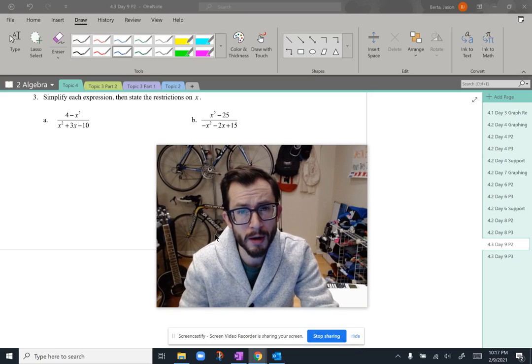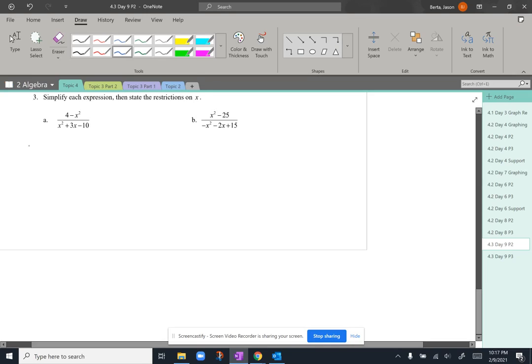Hopefully you've already tried problem 3a and you're watching this video to check your work. I'm going to recognize that the numerator here is a difference of squares. So that can be written as 2 minus x times 2 plus x. That's the difference of squares right there.